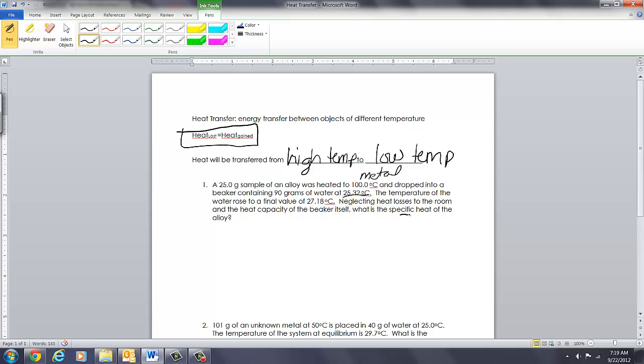So it wants to know, what is the specific heat of the alloy? Really, I'm just going to have to do two heat problems. When I'm looking at my heat, we're using the same formula that we did on Friday: Q = mcΔT. I'm just going to do this once for the metal, and I know this is going to be equal to mcΔT.